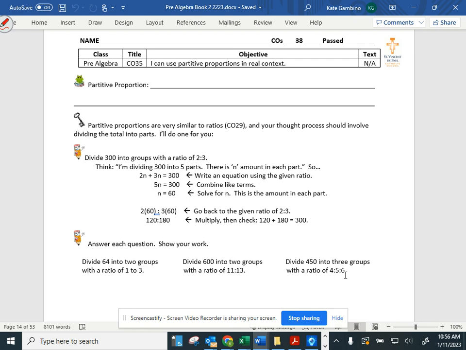The partitive proportion means you are dividing a whole into proportional parts using ratios.